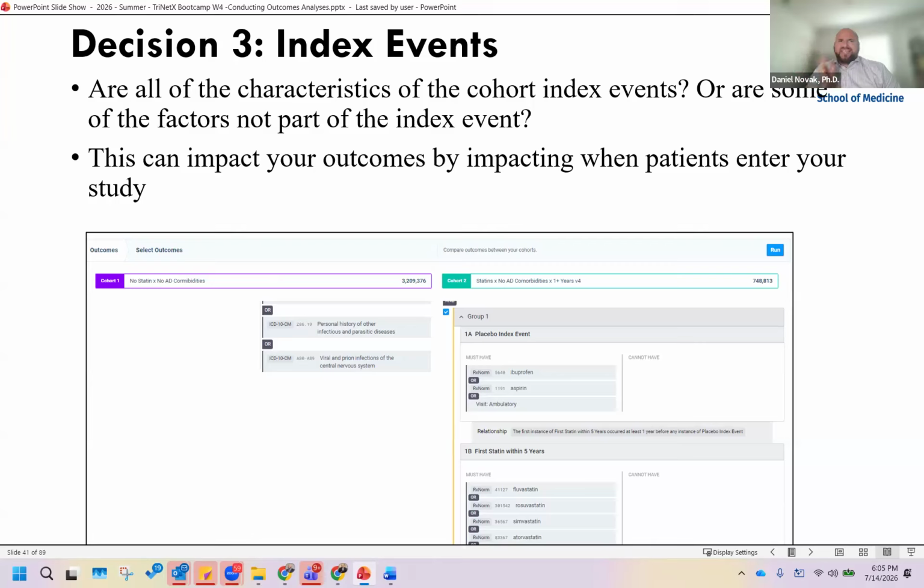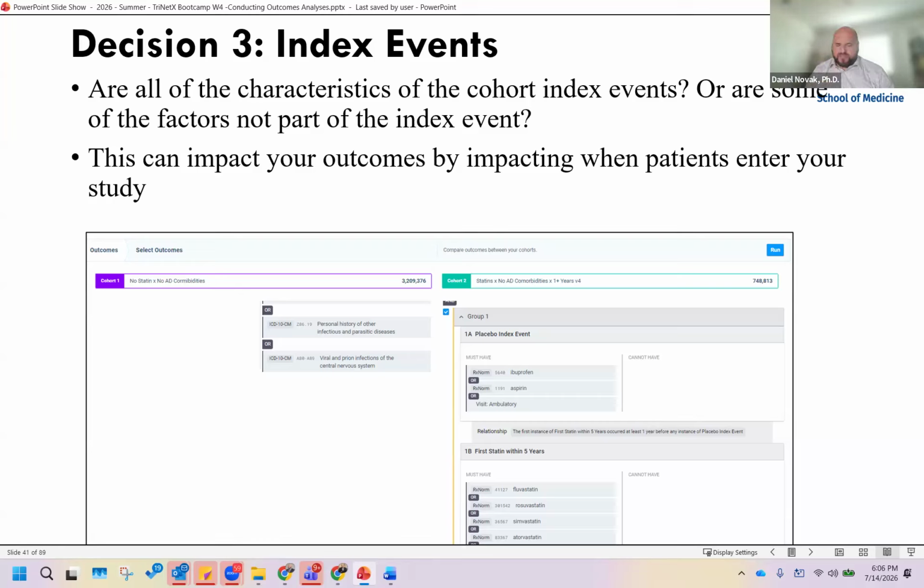So another decision, index events. Are all of the characteristics of the cohort index events, or are some of the factors not part of the index event? So, for example, again, if you wanted to include people who had chickenpox, you might want to include people who had chickenpox at some point, at any point in their life. It doesn't necessarily mean that you have to wait until they've had chickenpox to enter your study, right? This can impact your outcomes by impacting when patients enter your study.